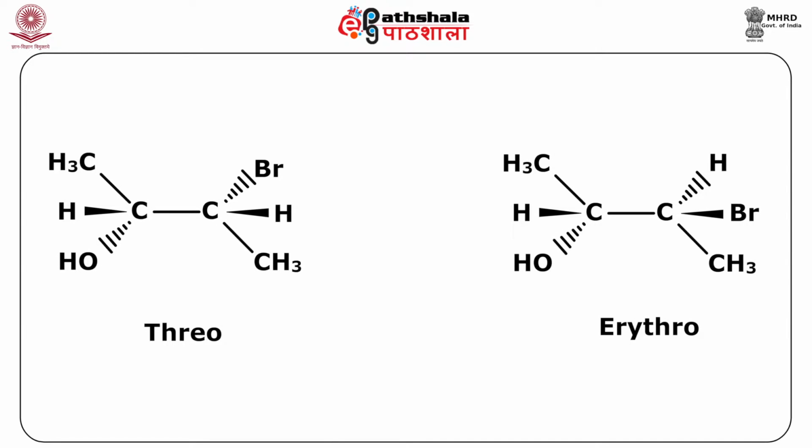Yet another way of showing compounds with two asymmetric centers is by means of flying wedge formulas, as shown in the next figure. The flying wedge formula for the threo and erythro forms of 3-bromo-2-butanol is very well depicted here in the figure.